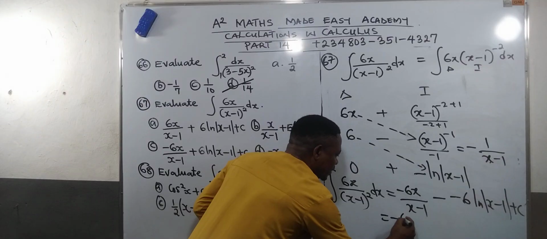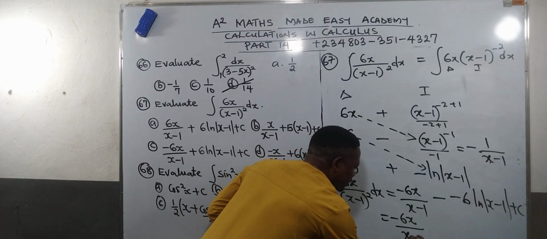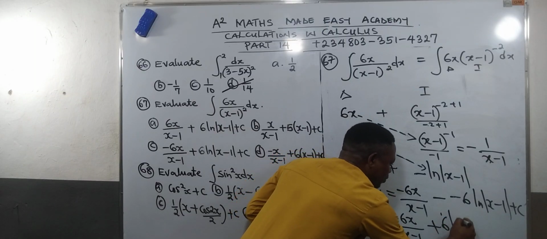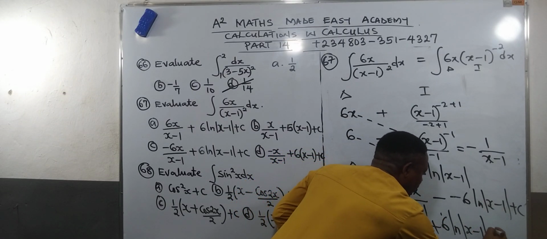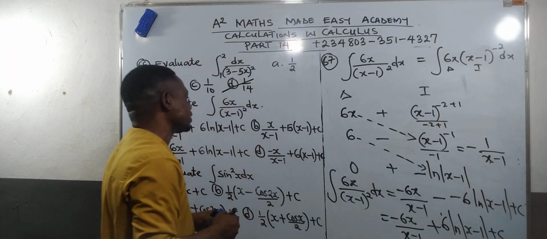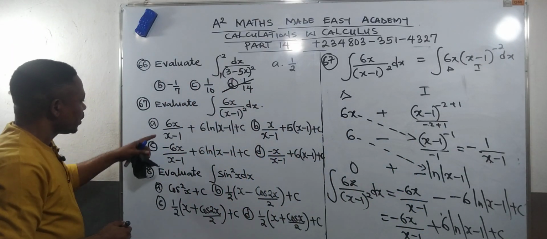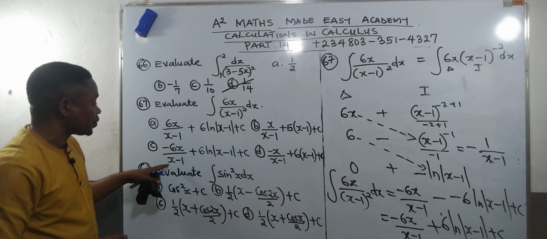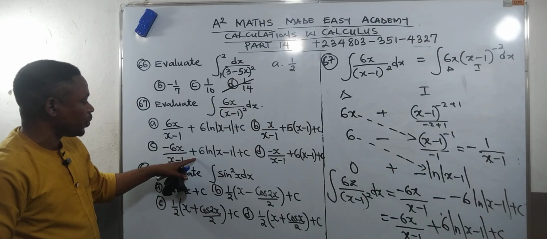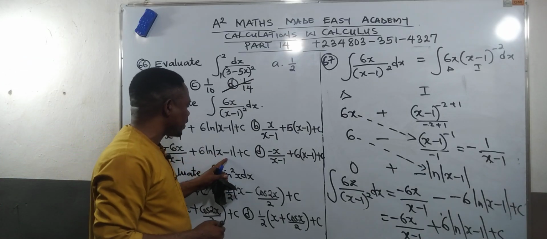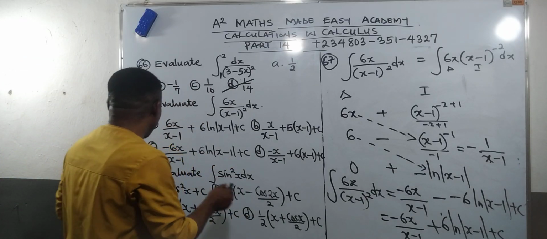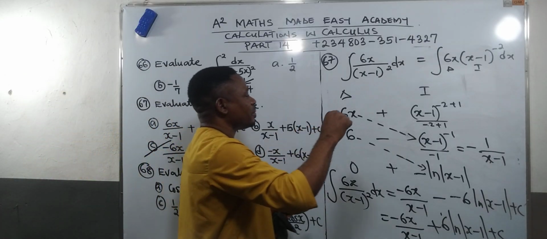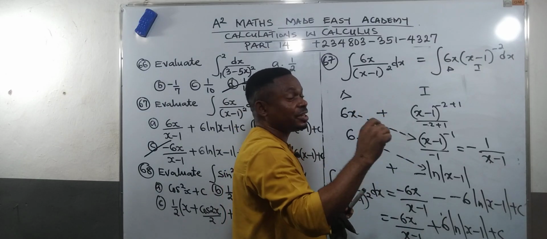Then minus will give me plus, right? So it becomes minus 6x all over x minus 1. Minus is plus, right? Then 6 ln what? Absolute value of x minus 1 plus c. And that is the final what? Answer. Can we check the question now? It cannot be this. It cannot be this. Wow, look at it. Minus 6x all over what? X minus 1 plus 6 ln absolute value of x minus 1 plus c. So the correct answer in the option is option what? C.